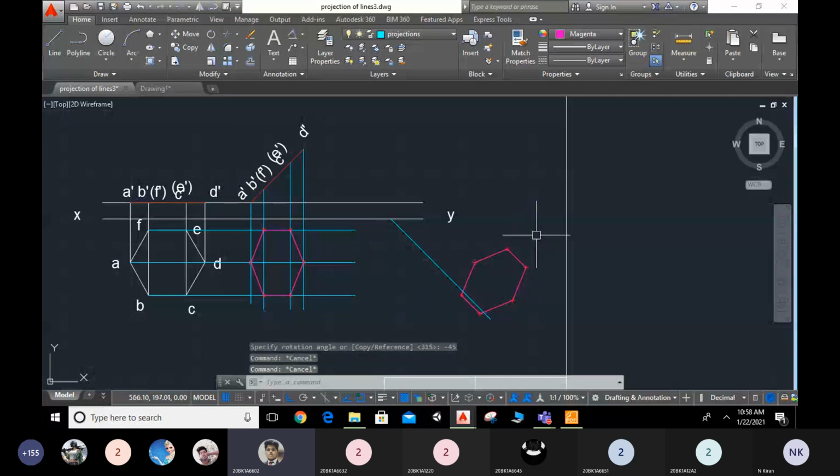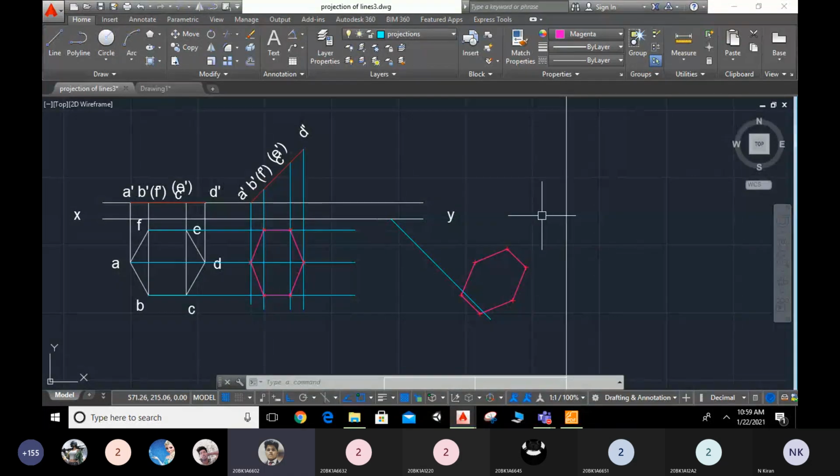Sir, if it is inclined to VP, the image will fall on HP, no, sir? Yeah. When it is inclined to VP, it should fall in HP only. That's why we are drawing this one in the HP. Now, it is inclined to VP means we are drawing this one in the HP. Now see, whatever it is there, we will select, and as it is rotation, some problem is there. It's not taking.